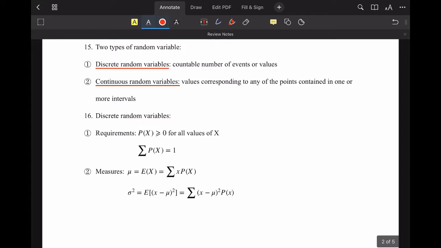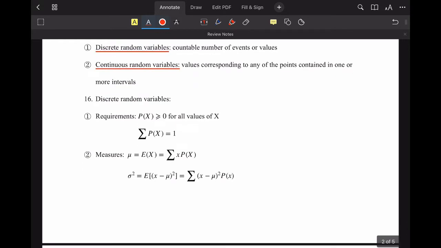So let's see the first type of random variable, the discrete random variable. There are two simple requirements for a discrete random variable. That's pretty simple and easy to understand. What we need to pay attention to is the measure of a discrete random variable. This is how we calculate the mean, and this is how we calculate the standard deviation.